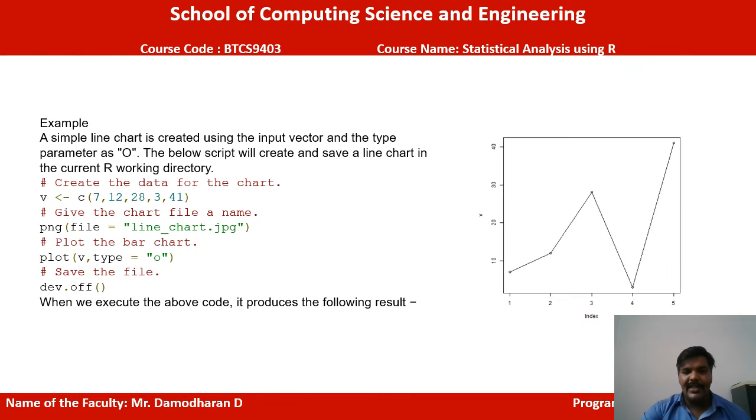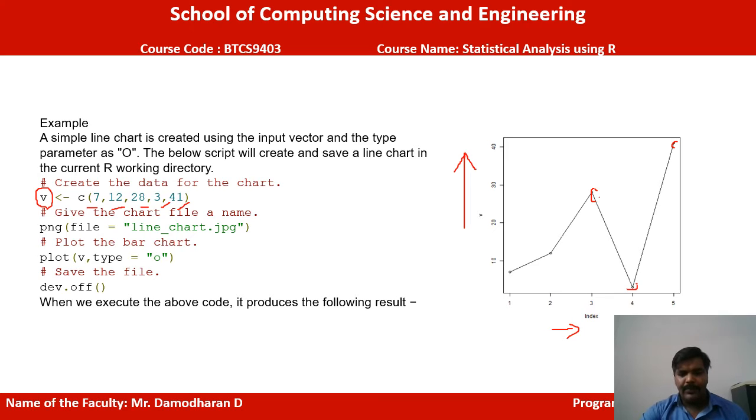Next we will see an example of plotting lines. As the value v, we mention 7, 12, 28, 3, 41. All these values are going to be plotted in this graph. The first point is plotted at the 7th position on the x-axis, then 12, then 28, again it comes down to 3, and finally it reaches 41. The maximum value is 41, and the total number of points is 5, so it will plot 5 points.